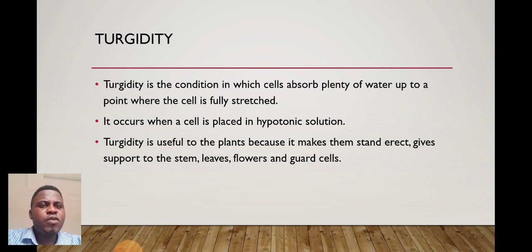Turgidity is useful to the plant because it makes them stand erect and gives support to the stem, leaves, flowers, and guard cells. The guard cells are the cells that are responsible for the opening and closing of the stomata.